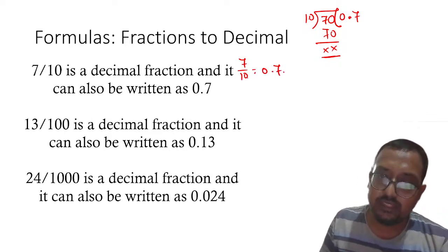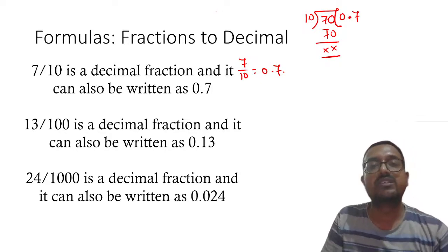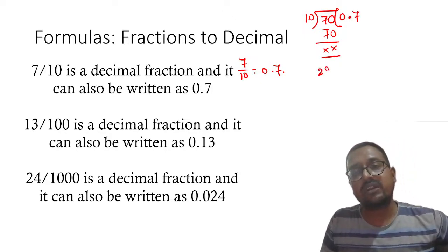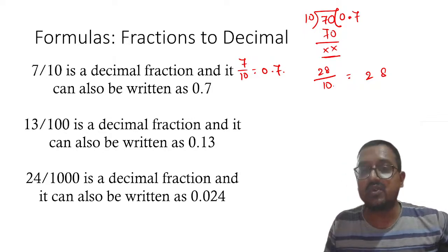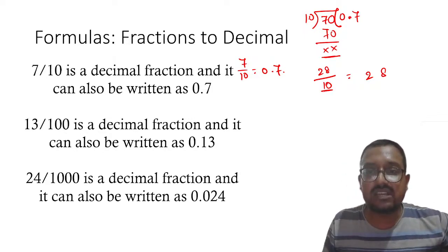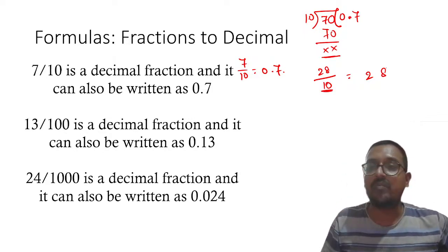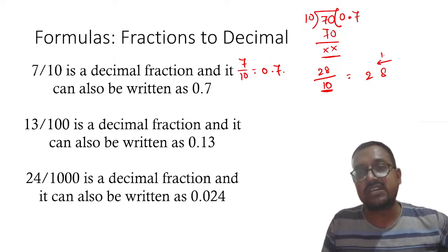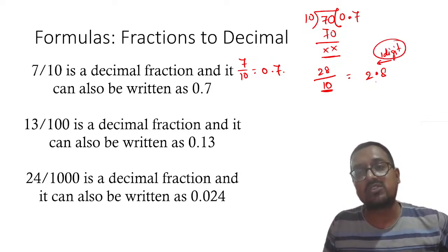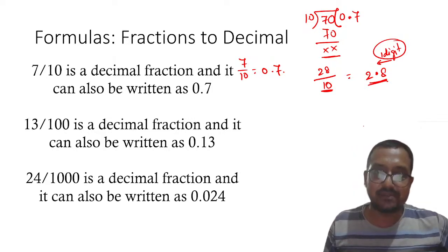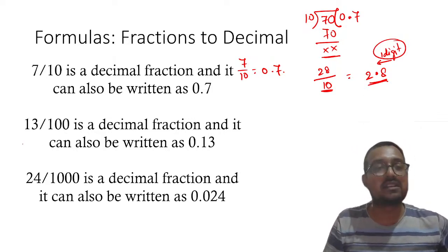Whenever there is 10 in the denominator, what you can do? Suppose it is like 28 divided by 10. So write 28. From the back side, since 10 has one 0, count one digit and put a dot. So 2.8 will be your answer. Understood this thing? Is it clear?